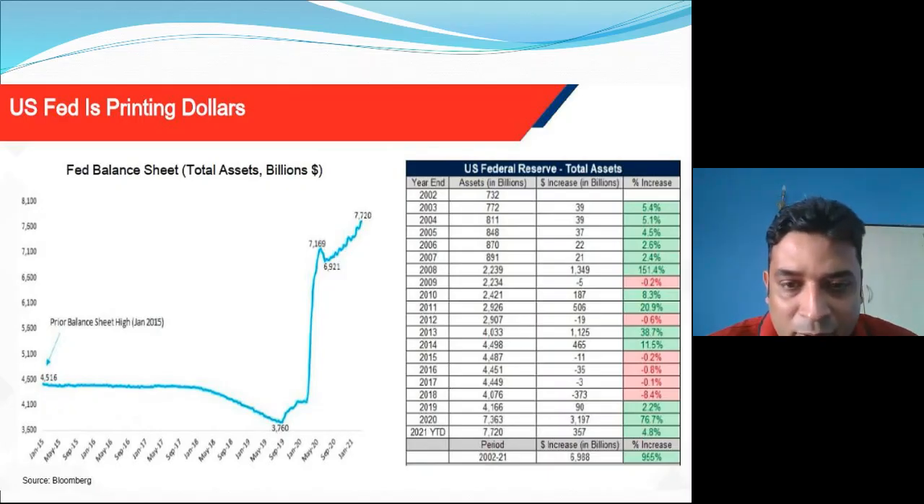Now, what exactly happened? The data suggests, and you can see this from 2003 onwards, the US asset in billions has had a humongous increase up to 2020, from 772 billion to about 7,720 billion. So that's a huge increment of their asset, nearly a 1,000 percent increase. Now, what exactly has happened because of this huge printing of money into the US market?